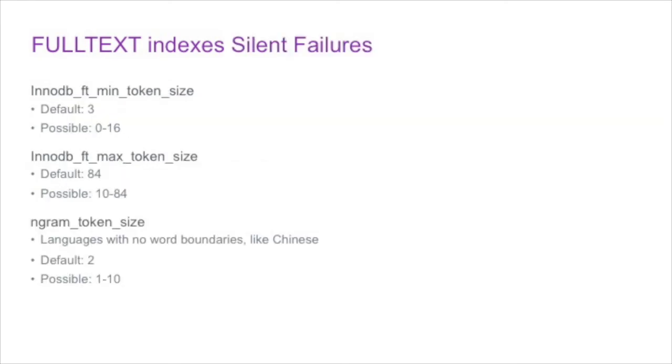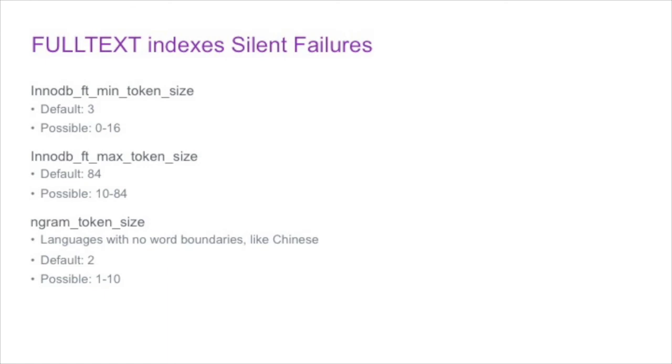Full text index silent failures. This is fun. This is what you do if your full text index isn't getting what you want. There's a minimum token size for InnoDB full text search. There is MyISAM full text search, but since we can do it in InnoDB, we have no reason to use a MyISAM table. The default is 3. The possible values are 0 to 16. So if you're trying to search on a 2-letter word, it is not going to work. And you are not going to know why, because it doesn't give you any errors. It just says, nope, sorry, no results returned.